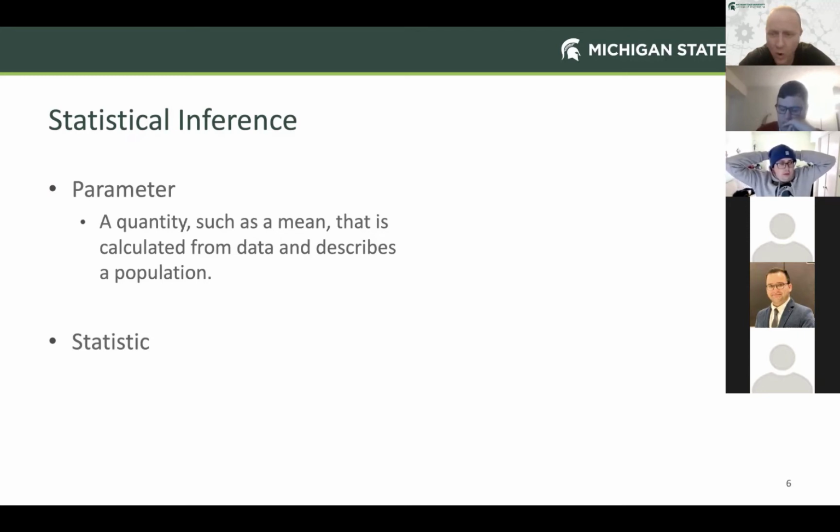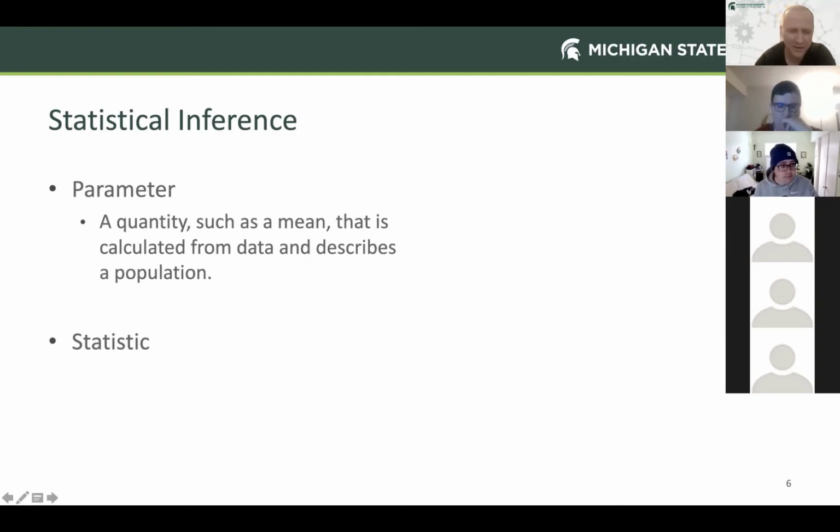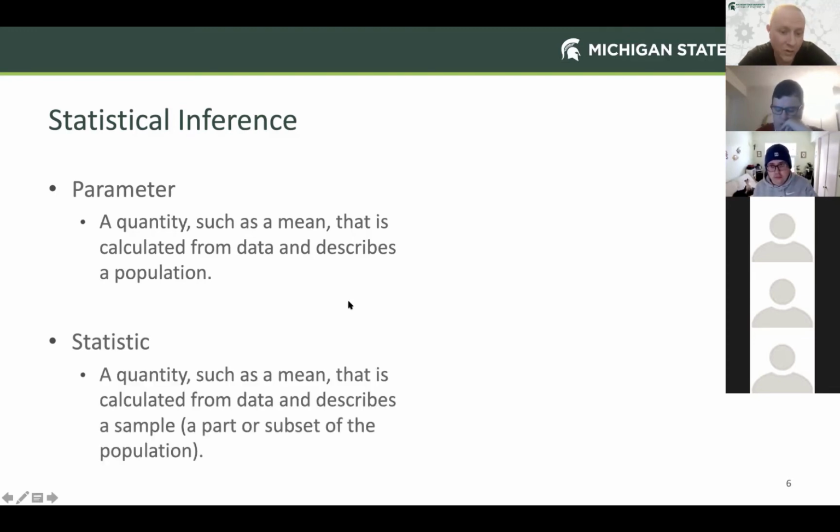So when we talk about a parameter, it's a quantity such as a mean that is calculated from data and describes a population, okay? When we show the definition for statistic, it's going to be very similar, except what keyword is going to be different in that definition? Does anybody recall? Sample? Yeah, thank you, John and Misha. I think you're answering simultaneous there. So in the case of a statistic, we're basically a quantity such as a mean that is calculated from data and describes a sample, which is therein a subset of that broader population.